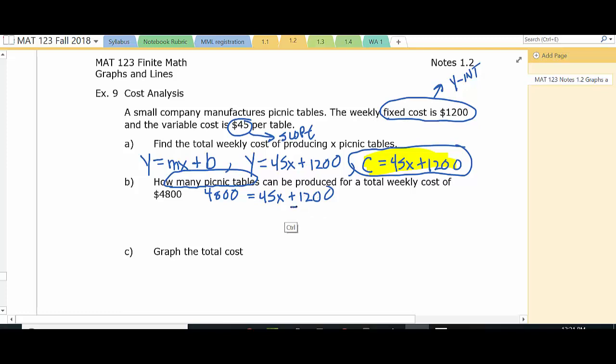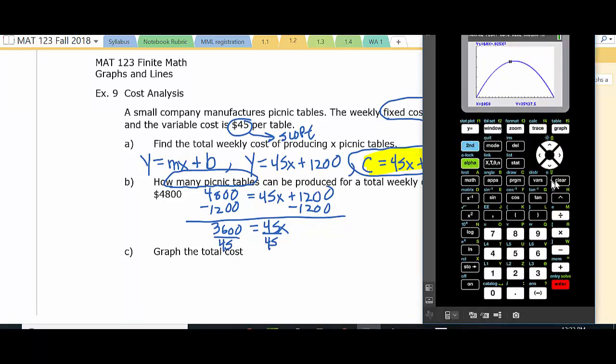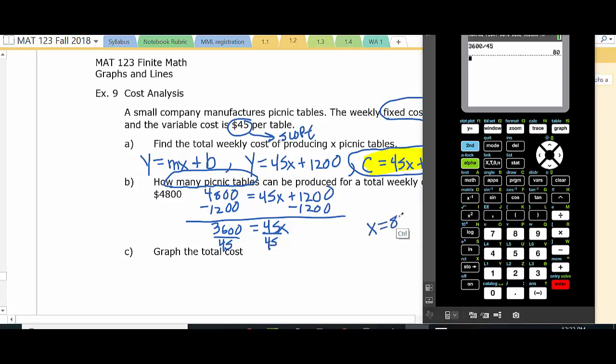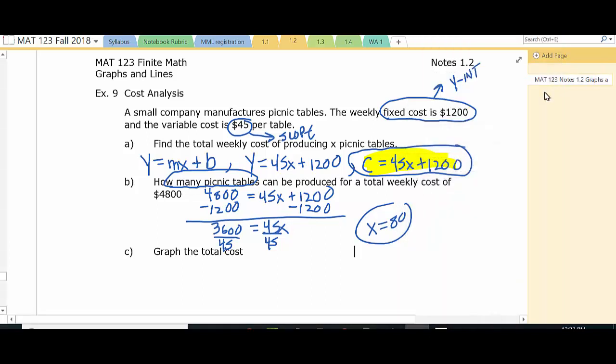So if we solve for x, you're going to subtract 1,200 from both sides, right? That would be 3,600 equals 45x. You're going to solve equations. It's a basic fundamental skill when you're looking at applications. So we divide by 45, and I can take my calculator and do that. You'll be able to use your calculator all the time in this class. 3,600 divided by 45 is 80. So we get x equals 80. That means if you produce 80 picnic tables, that's how much it costs.